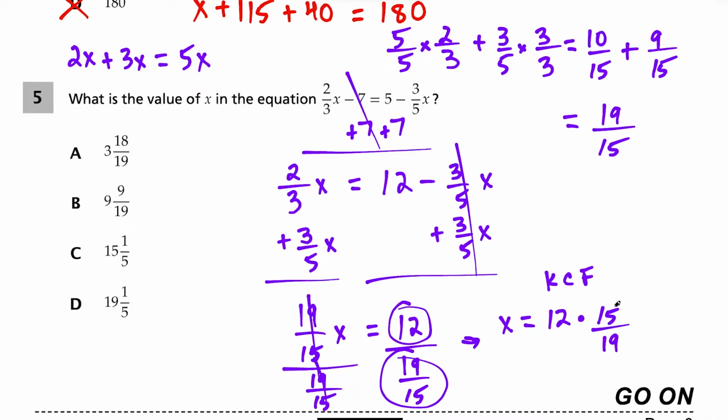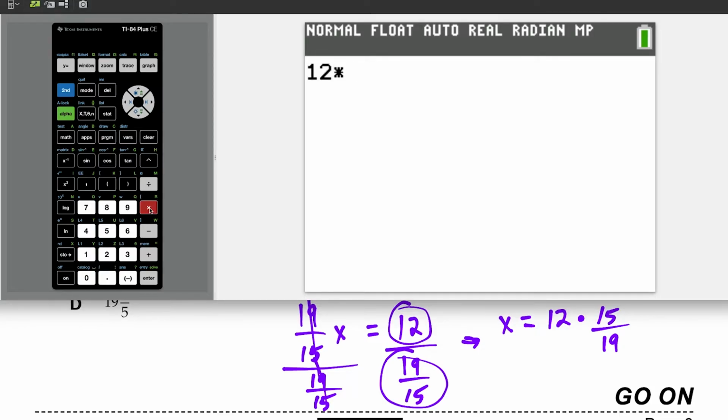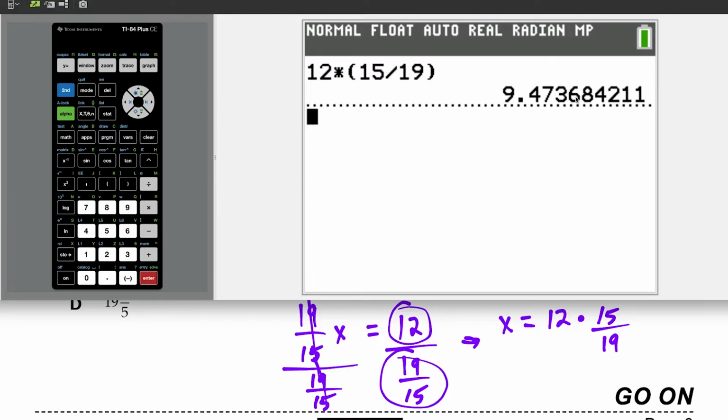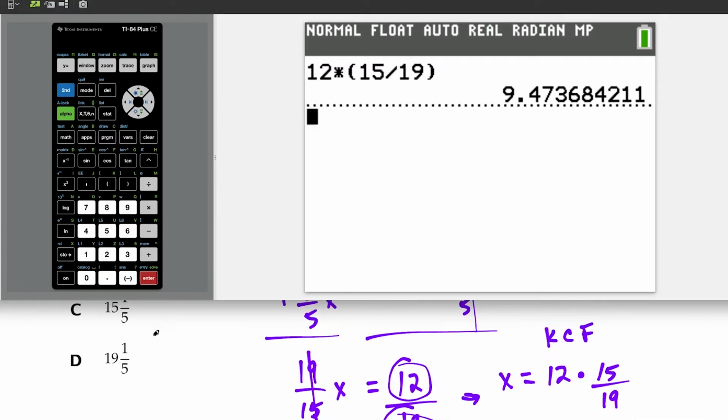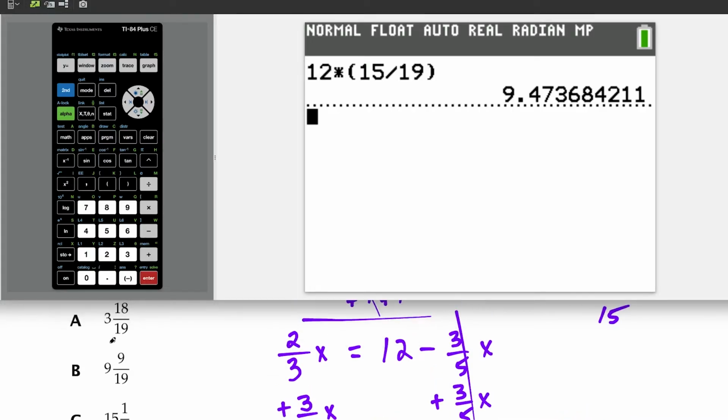We could use a calculator. So I'm just going to do 12 times, and then we have 15 over 19. So we're doing 15 and then over 19 like this. I'm just going to put that in parentheses. So what we have here is 9.4736, and so on. So the answer is going to be 9 and change. And the only one that has a leading 9 is choice B.